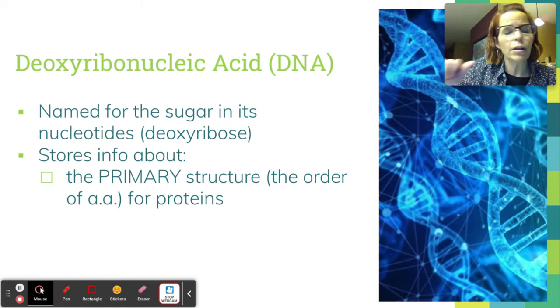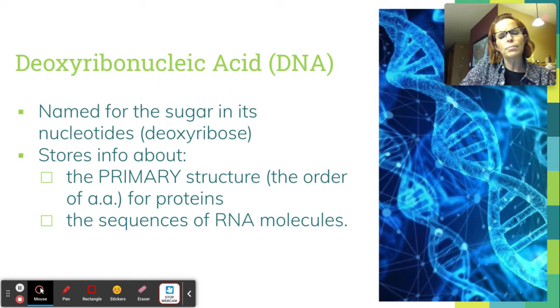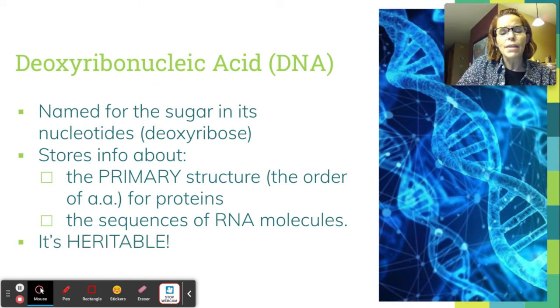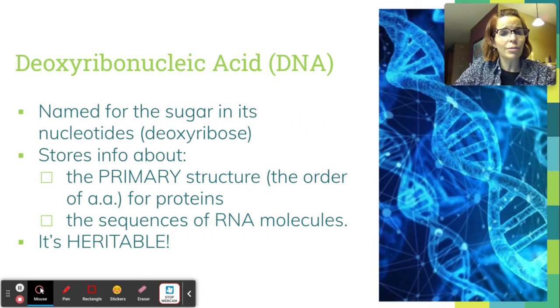It tells the cell how to build the primary structure of a protein, and that's simply the order of the amino acids. So the DNA says, put this amino acid, then this amino acid, then this amino acid. It also stores information about the sequences for RNA molecules. So we're going to learn what RNA is in a little bit. I will tell you that we're going to have an entire unit that's all about DNA. So right now we're just introducing you to the molecule itself. We're not teaching you really how that molecule works or how DNA and RNA work.